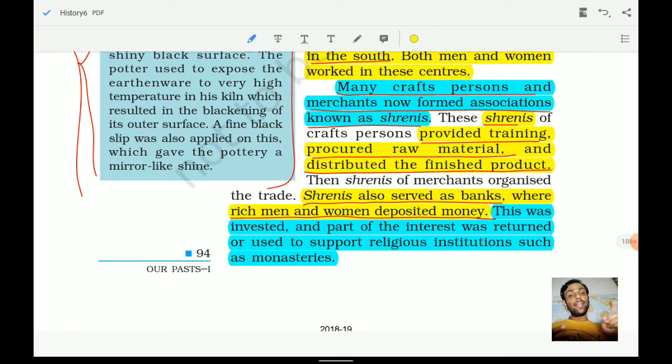But Shrenis also played an important role in providing finances. Shrenis also served as banks, where rich men and women deposited money, because in earlier times there was no concept of banks. So the Shrenis came together and made some type of arrangement, and served as a bank where people could deposit money. These Shrenis also used to invest this money, and part of the interest or the profits used to be shared with the people who had invested with them, right?